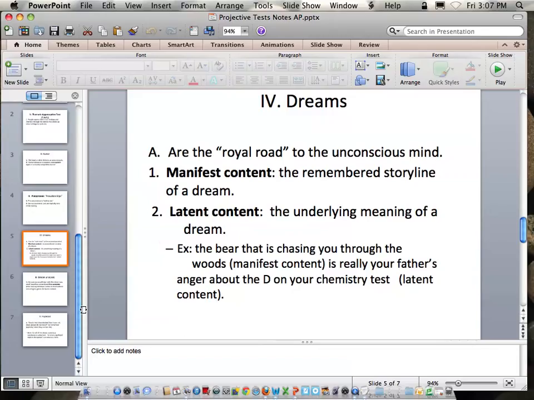So, for example, you have a dream that there's a bear chasing you through the woods. That's the manifest content. You can go tell anybody, I had a dream last night that a bear was chasing me. That was weird. But you could go see a therapist who has training in psychoanalysis, and that person could say, actually what that was really about was your father's anger about the D you got on your chemistry test. That's the latent content. So there are lots of different ways that therapists get this information out.